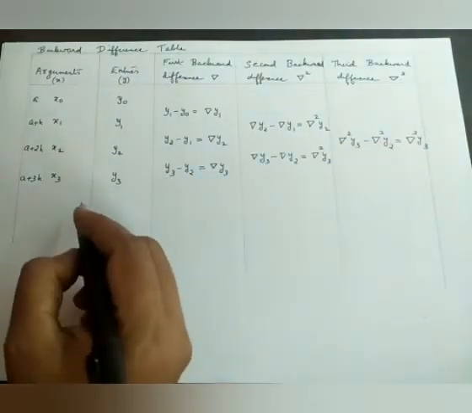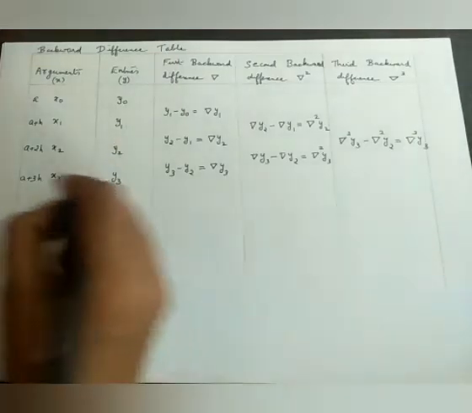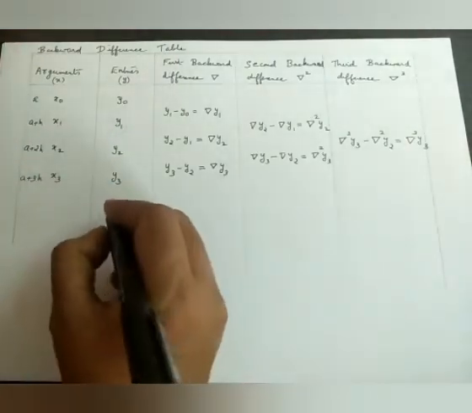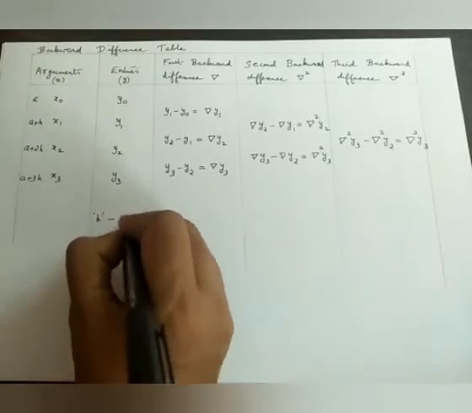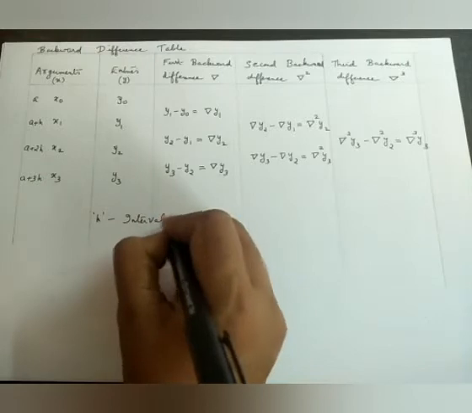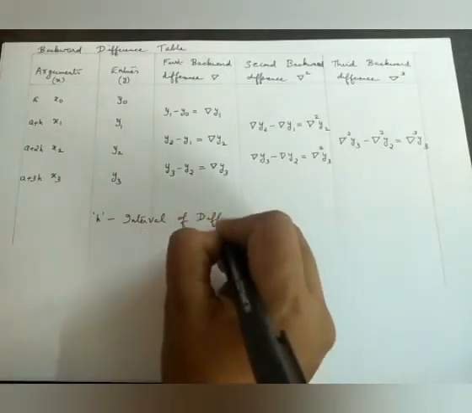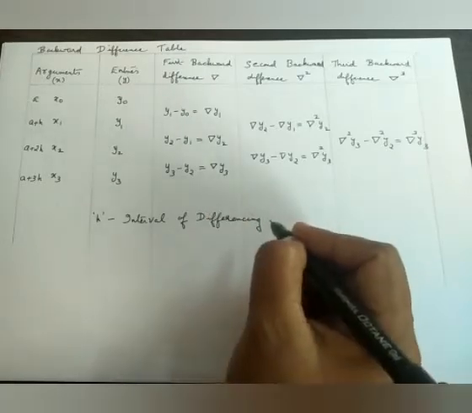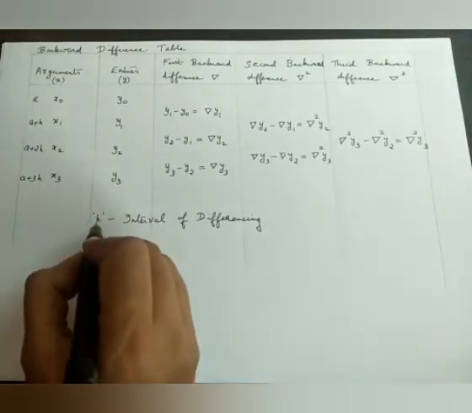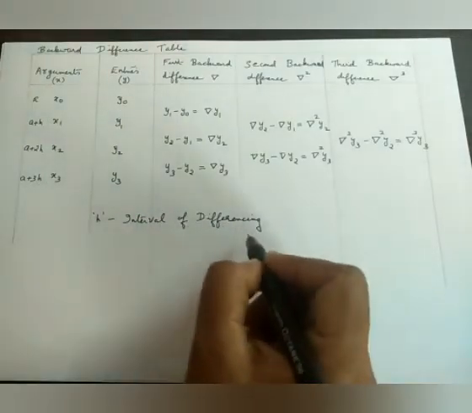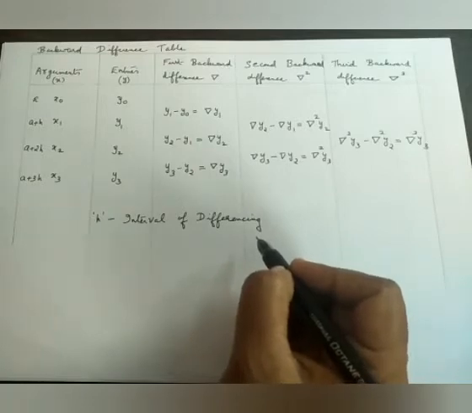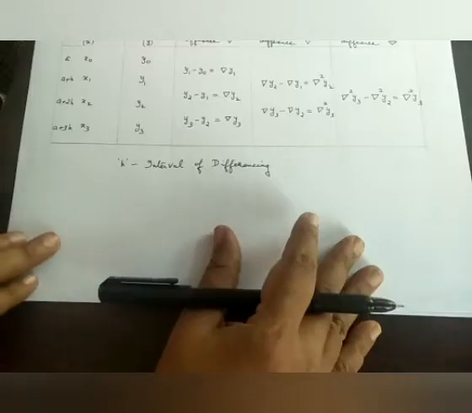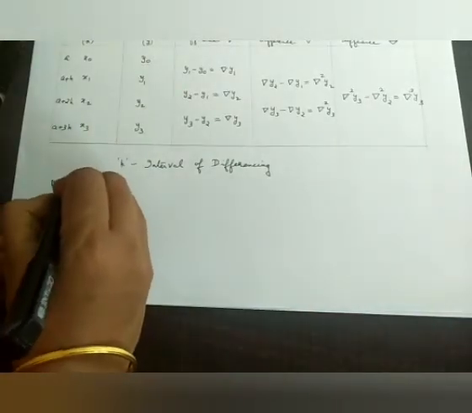Here we can say that h is called the interval of difference, the same as in the forward case. In the forward difference table also we denoted h as the interval of difference. Here also h denotes the interval of difference. Now we can form Newton's backward interpolation formula.